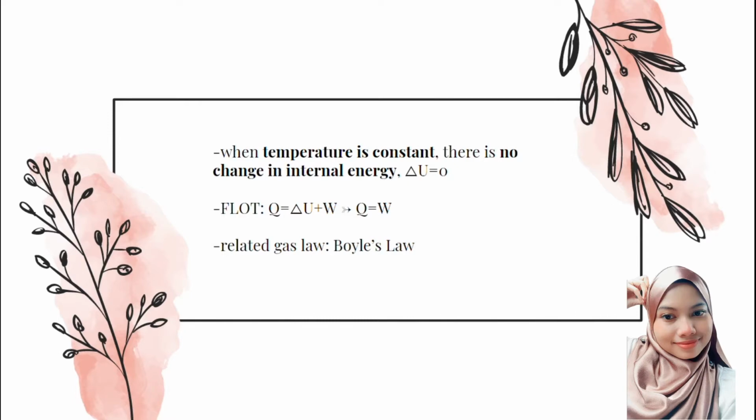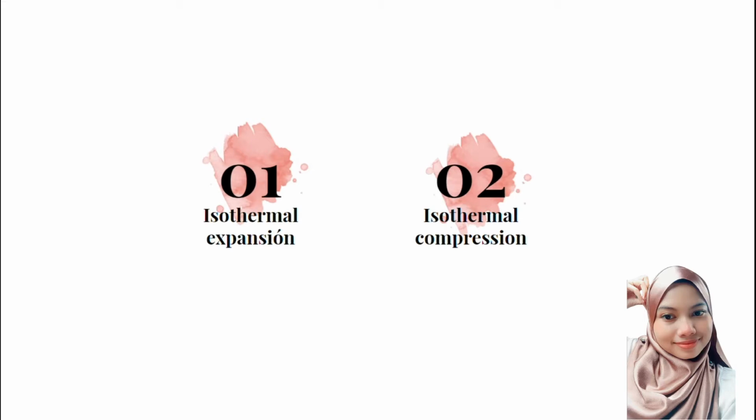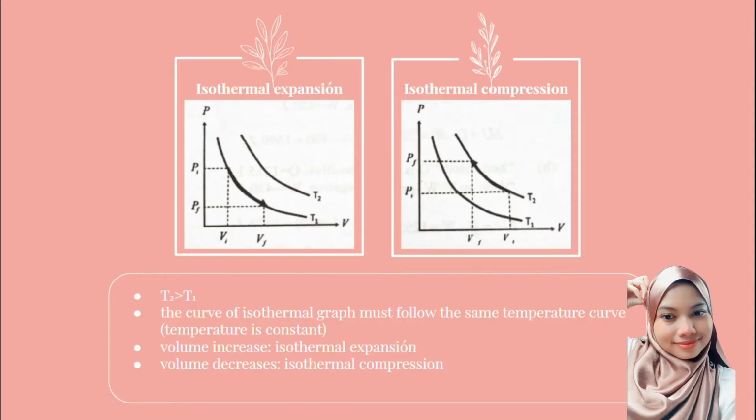The related gas law is Boyle's law. There are two types of isothermal: isothermal expansion and isothermal compression. This is the graph of isothermal expansion and isothermal compression. T2 will be bigger than T1. The curve of an isothermal graph must follow the same temperature curve, which means temperature is constant. When the volume is increased, the graph will be isothermal expansion, and when the volume is decreased, it will be isothermal compression.